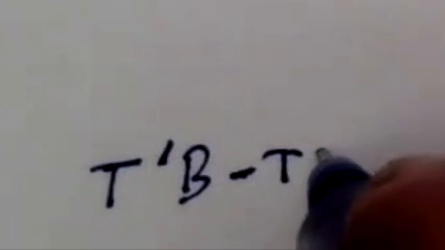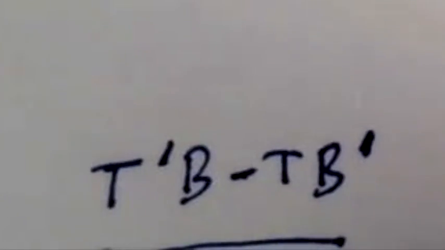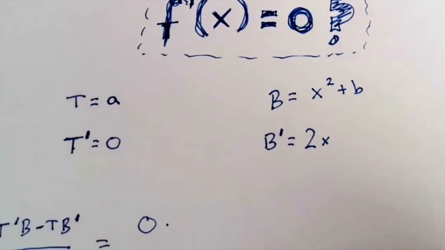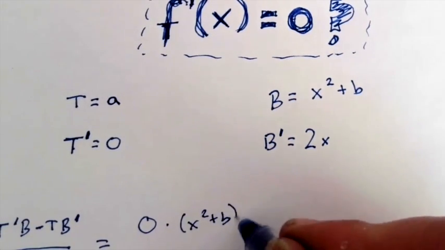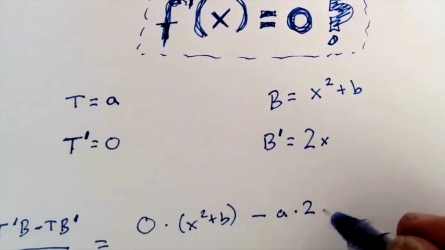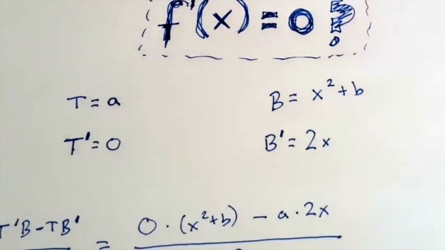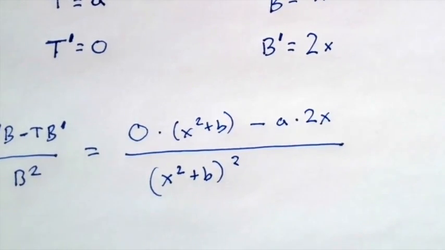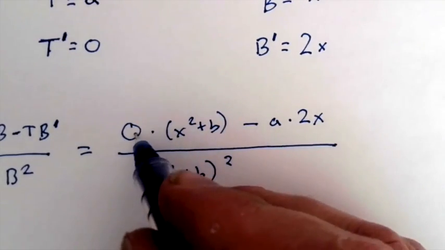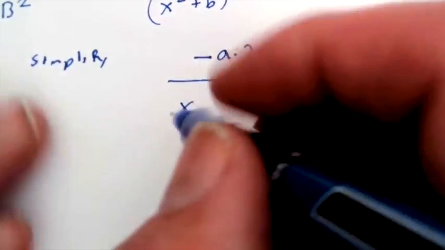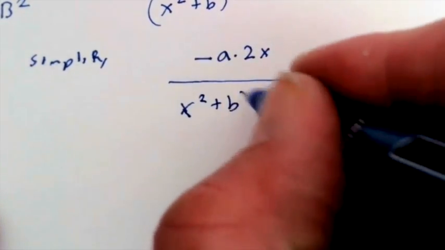So if I plug this into my quotient rule pattern, which in terms of T and B is T prime B minus T B prime all over B squared, I get 0 times x squared plus b minus a times 2x all over x squared plus b quantity squared. Now this is a situation where it's helpful to notice that 0 times this is equal to 0. If I simplify this a bit, I will get negative a times 2x over x squared plus b squared. This is my f prime of x.